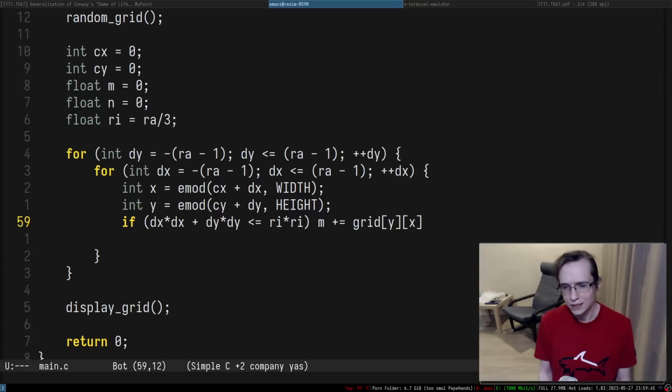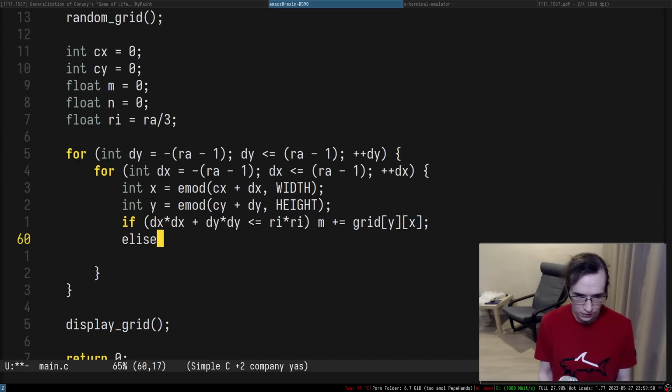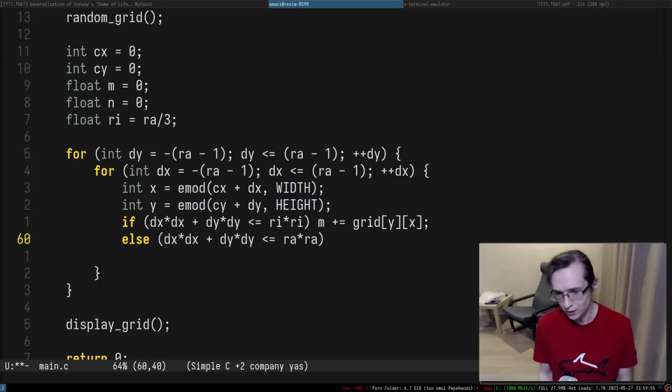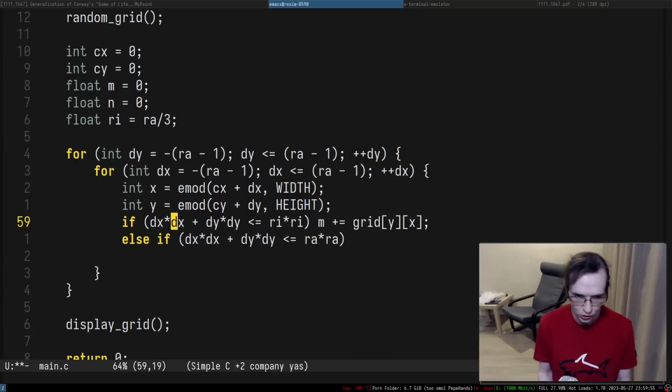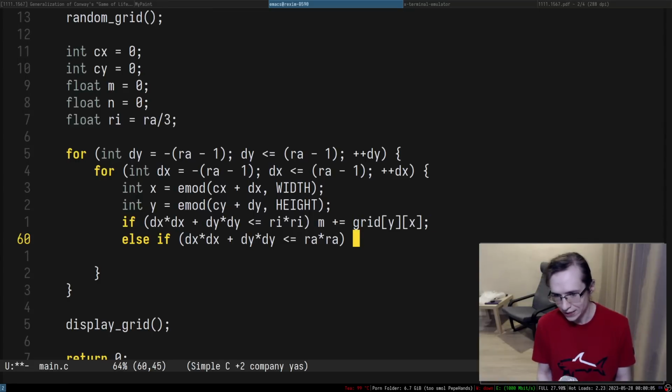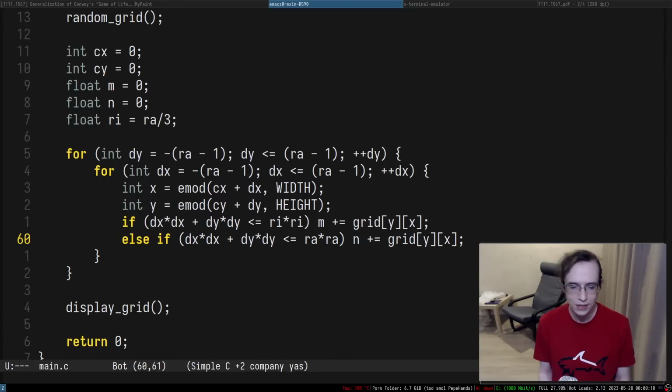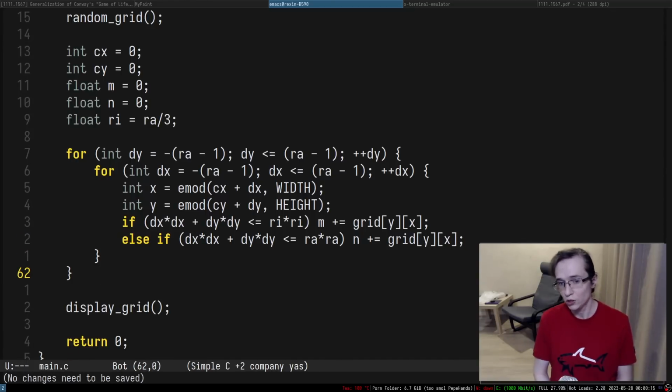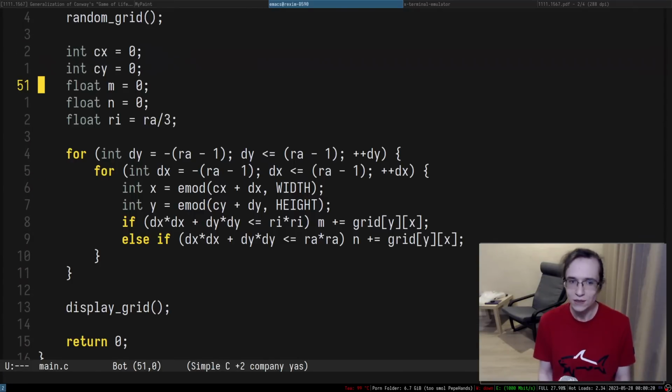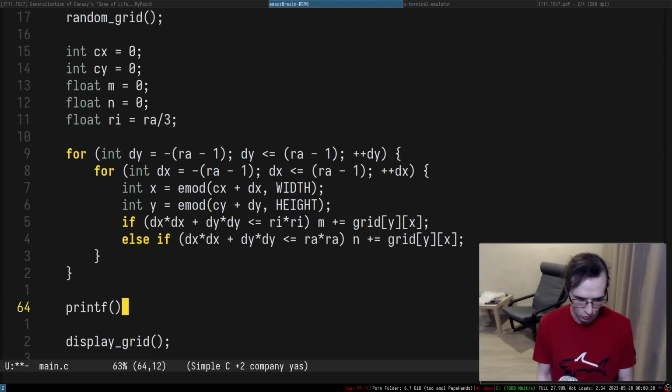And then the next thing we can check, right? Otherwise, if this entire thing is less than the outer one, and because it's else, we know that it's bigger than the inner one. So here we know that it's between the inner and outer circle. We have to add this entire thing to essentially grid y x. There we go. So essentially we compute this entire thing for the point 0, 0, right? So we can now print this entire stuff.